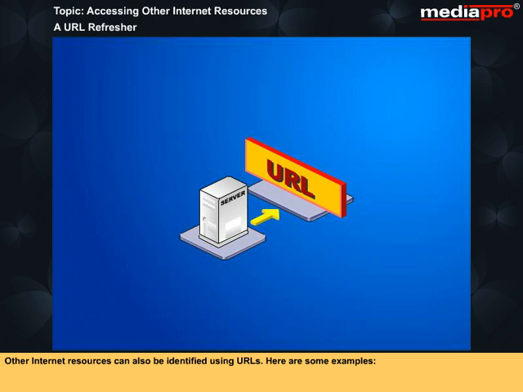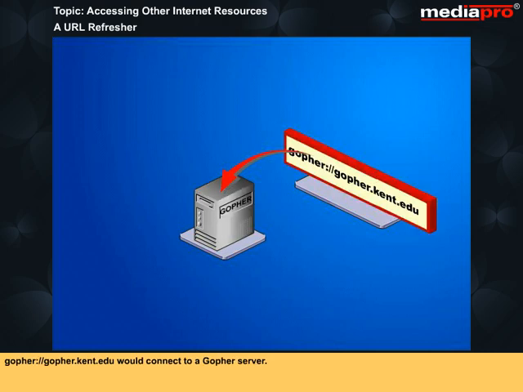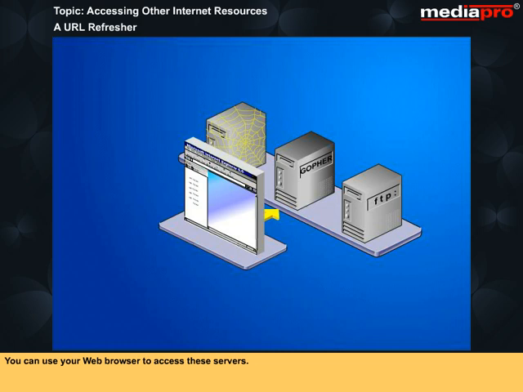Here are some examples. ftp://oak.oakland.edu would connect to an FTP server. Gopher://gopher.kent.edu would connect to a Gopher server. You can use your web browser to access these servers.